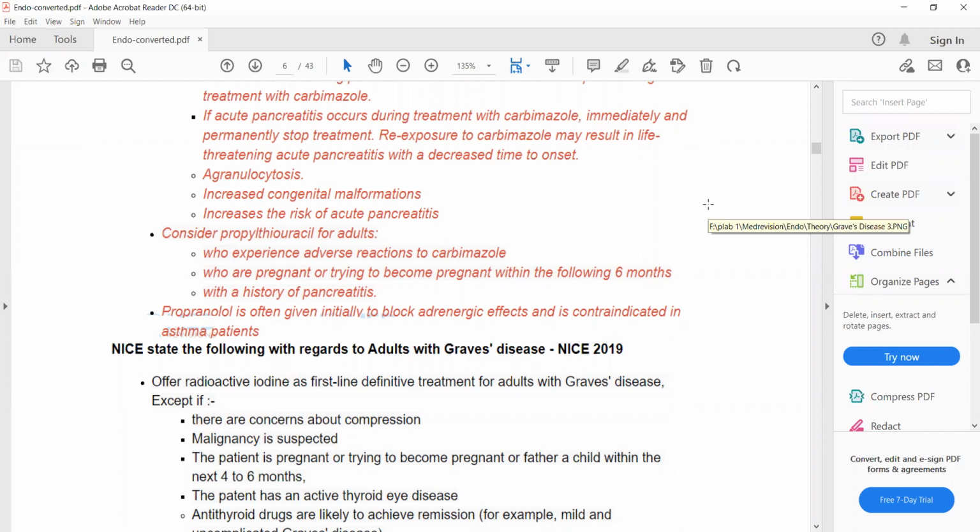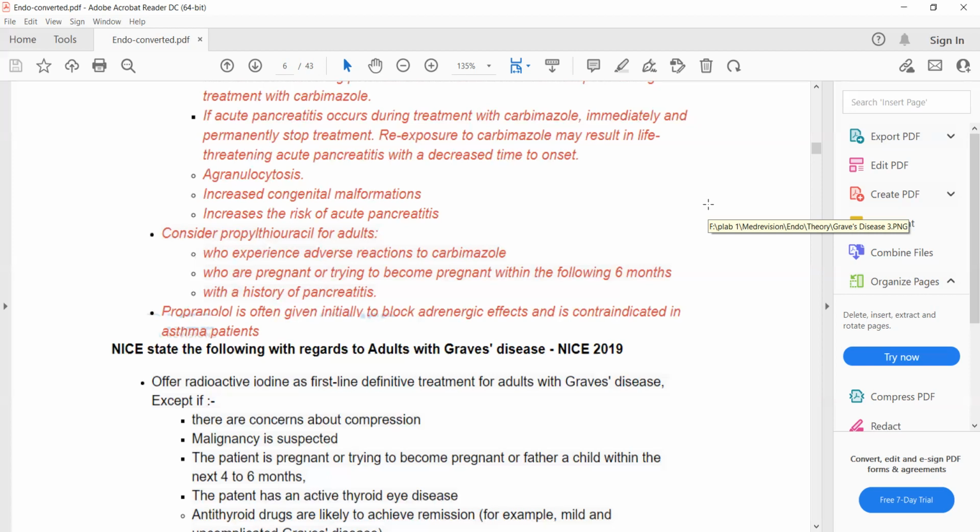There is one other indication for propylthiouracil, and that is thyroid storm. The drug of choice for the management of thyroid storm is propylthiouracil, because propylthiouracil decreases the synthesis of thyroid hormone, as well as it blocks the peripheral conversion of T4 to T3. That's why it's the drug of choice for the management of thyroid storm.